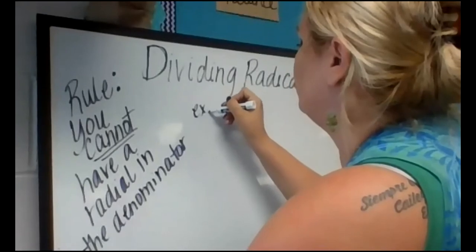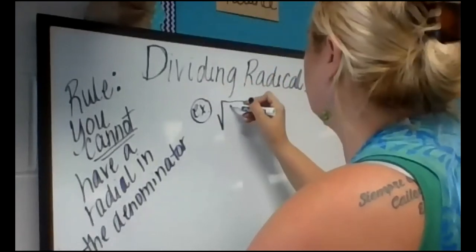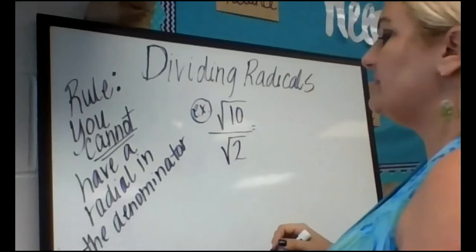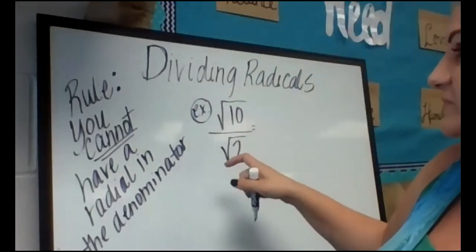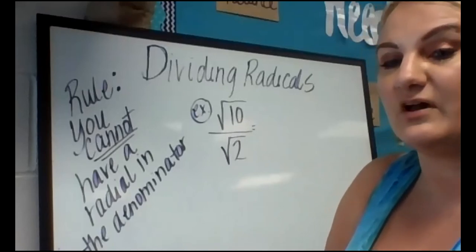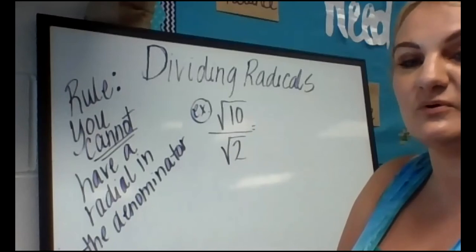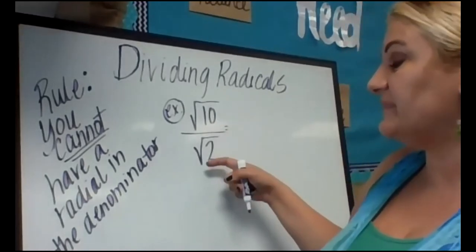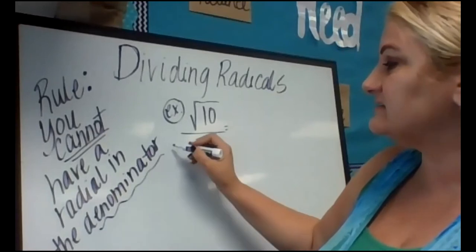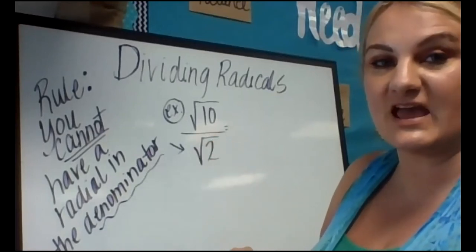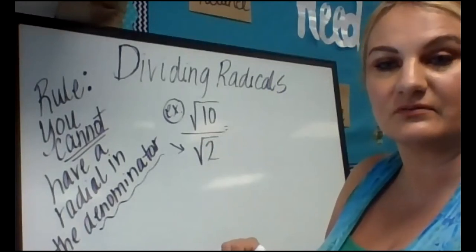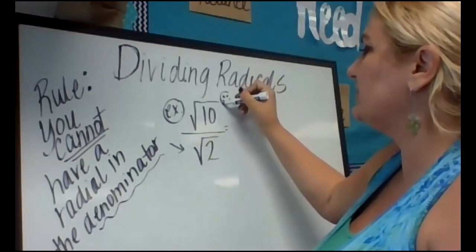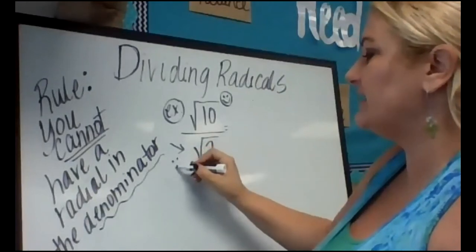This is an example. If you have the square root of 10 and the square root of 2, some people would think, ooh, they're both square roots, so I can do the square root of 10 divided by the square root of 2. And that is not true, okay? When this happens, do you guys know the denominator is the one at the bottom? Yes. What's the top one called? Numerator. So it's okay to have radicals or square roots up here. It's not okay to have them down here. Okay?